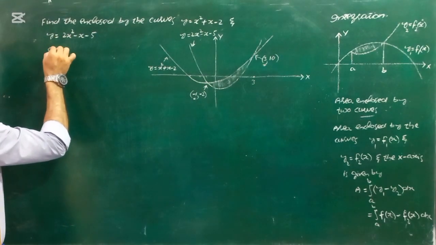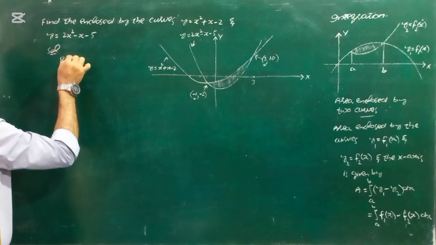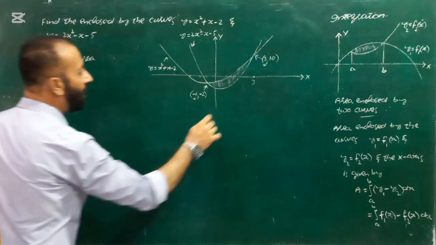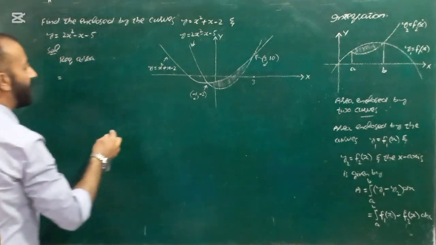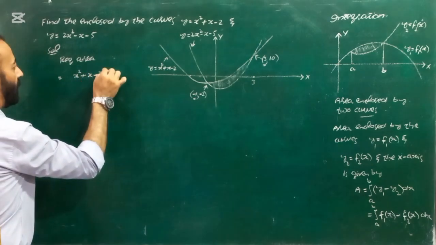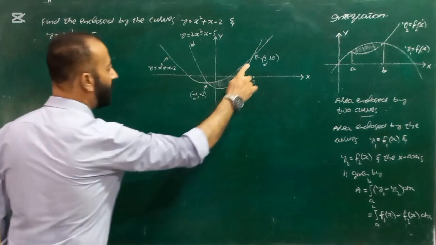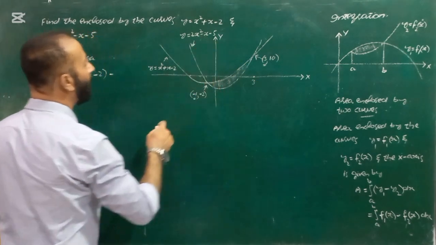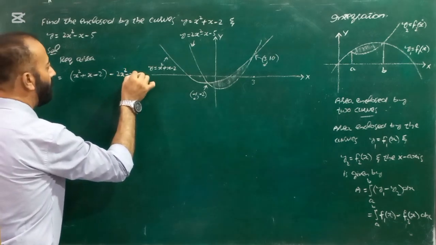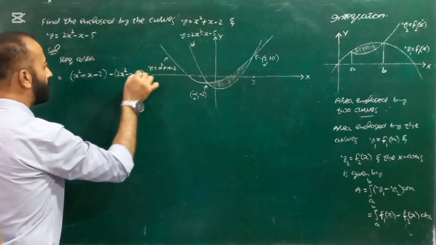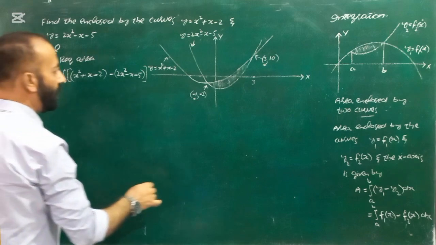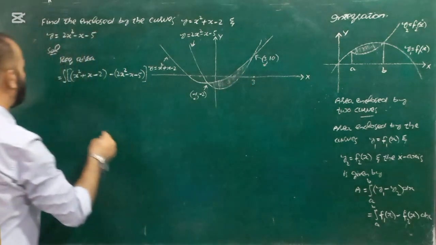So look now, solution: required area is equal to, so here is the curve which is above, x square plus x minus 2, and this is the curve which is below, 2x square minus x minus 5, and this is the sign of integration, and limit is from minus 1 to 3.